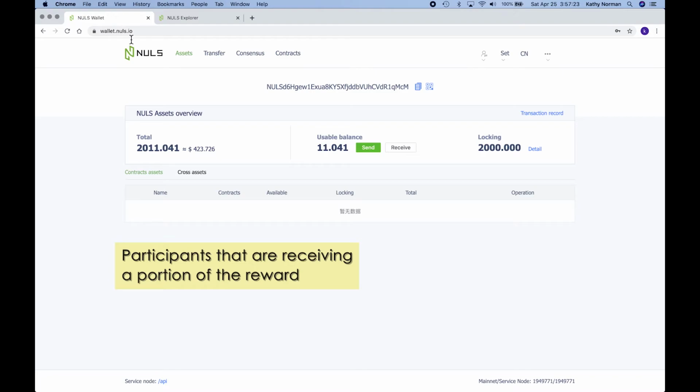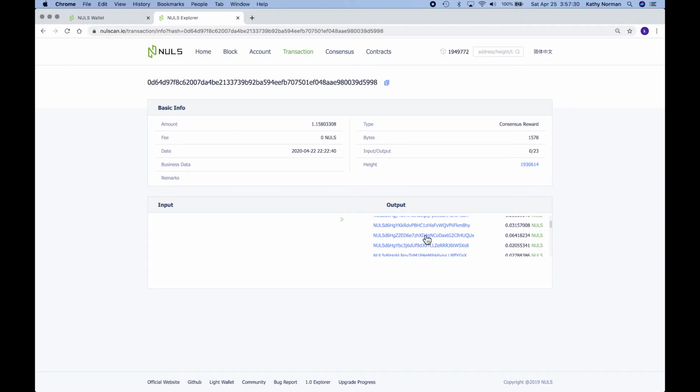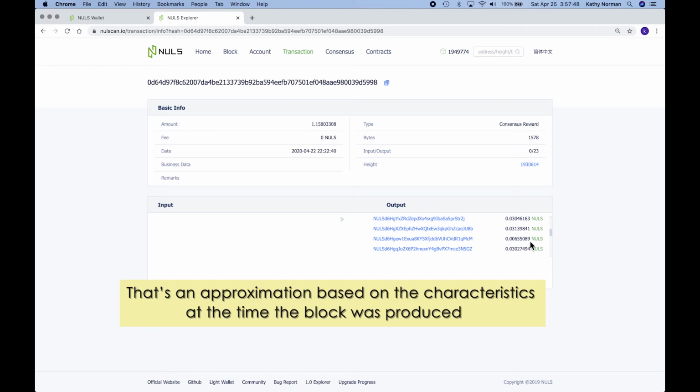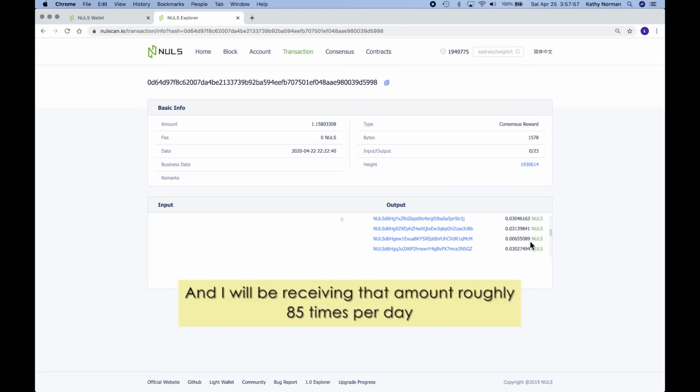And if we go back to my wallet here, my account ends in MCM. So we will just scroll down to find MCM. And here's MCM. And I'm receiving, for my 2,000 nulls, 0.00655089. And that's an approximation based on the characteristics at the time that the block is produced. And I'm going to be receiving that amount 85 times roughly per day.